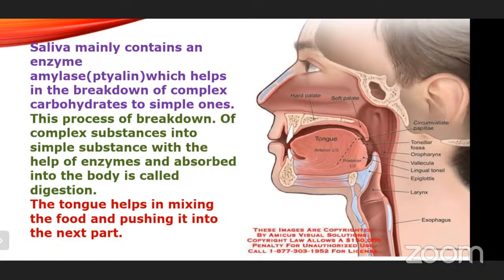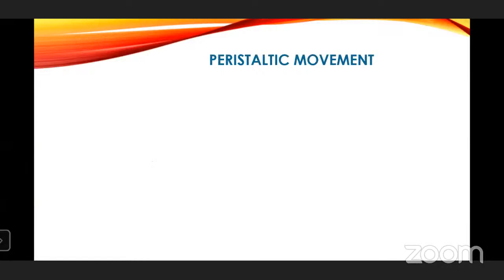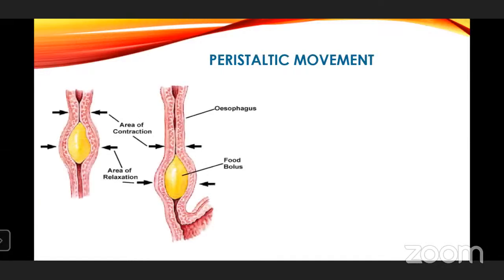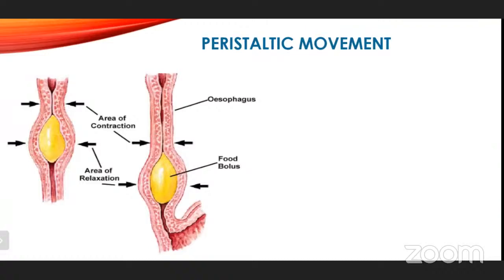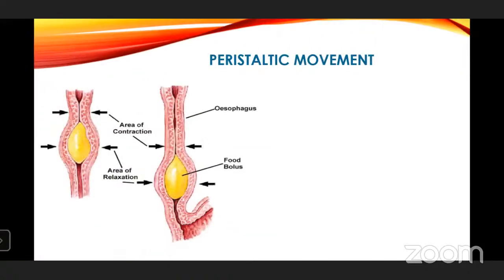So this is actually heterotrophic nutrition, nutrition in human beings. The tongue helps in mixing the food and pushing it into the next part. So peristaltic movement is in the esophagus. Another activity is there, dear friends, that is peristaltic movement.